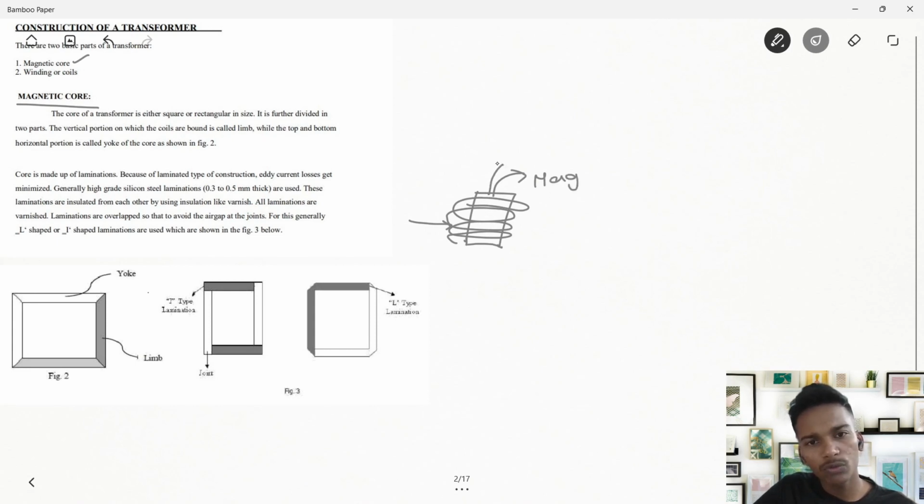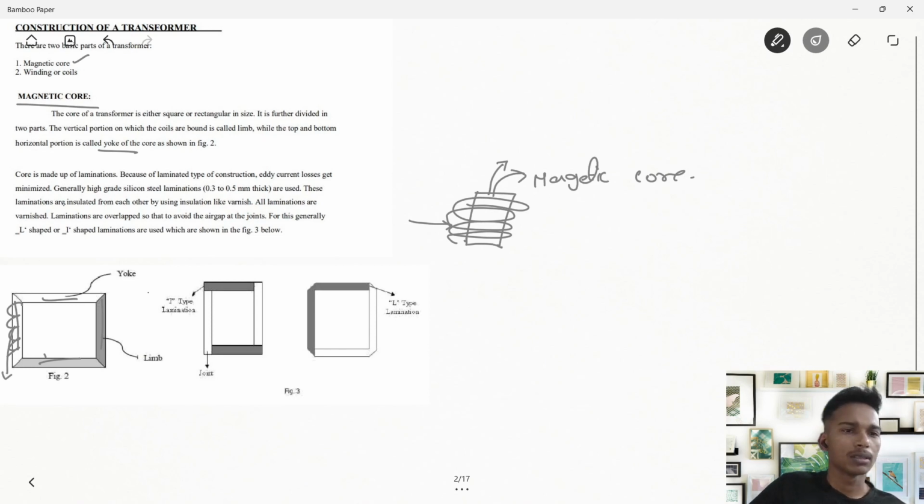We denote this pole as a magnetic core, where the magnetic flux develops. We have two parts in the magnetic core itself, the horizontal part and the vertical part. The horizontal part is known as the yoke, and the part where the coil is mounted is known as the limb. The remaining three parts are known as yoke.